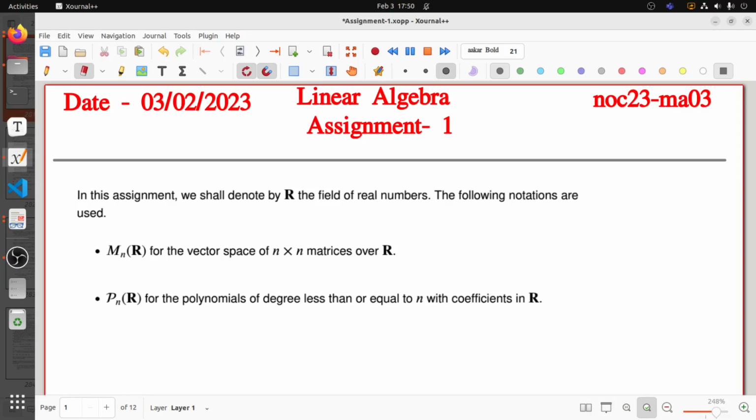And what will be the span of A? Span of A will be the x-axis, the points x comma 0, where x belongs to the real numbers. So span of B will be the whole R2, and span of A will be only this x-axis. So let's color it red. So this is the span of A.